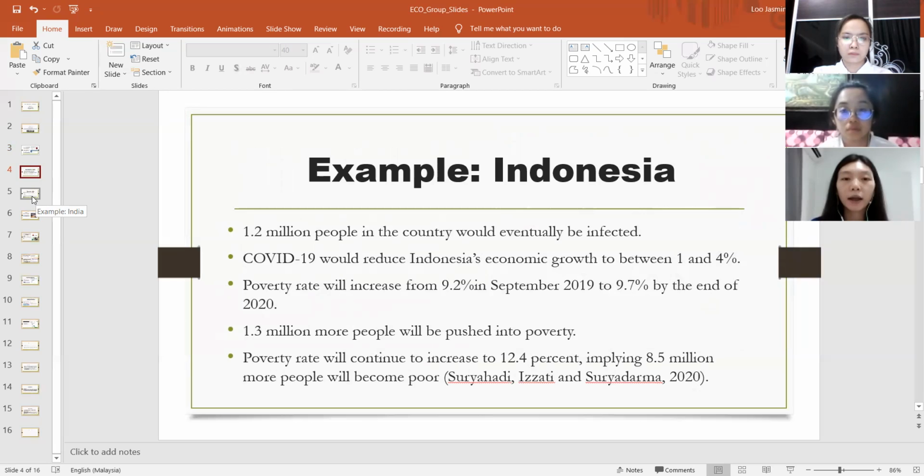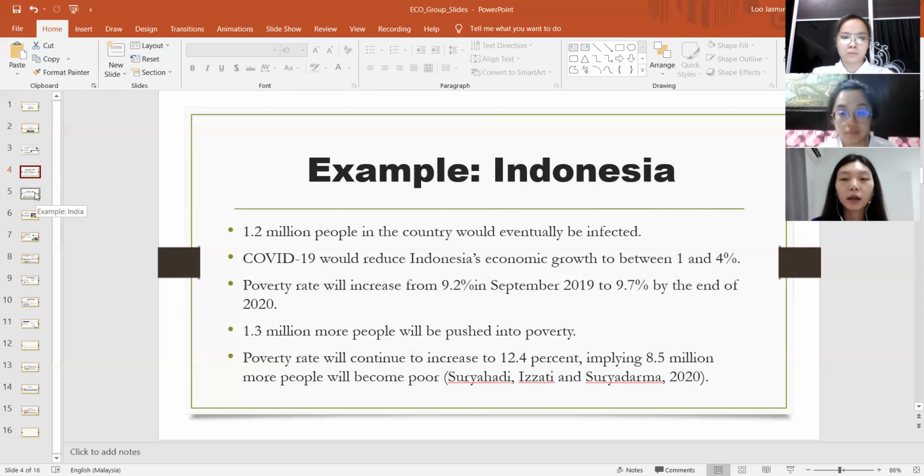We also find that under the mid-range COVID-19 impact on economic growth, the poverty rate will increase from 9.2% in September 2019 to 9.7% by the end of 2020. This implies that 1.3 million more people will be pushed into poverty.